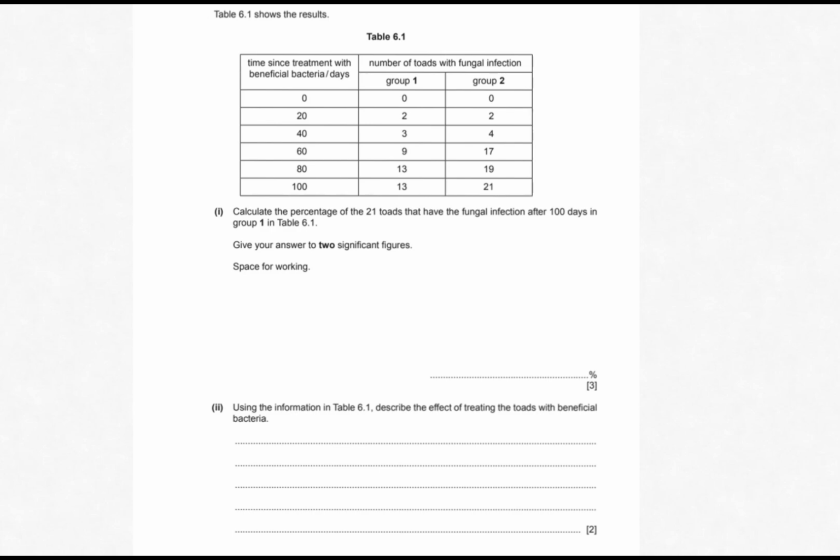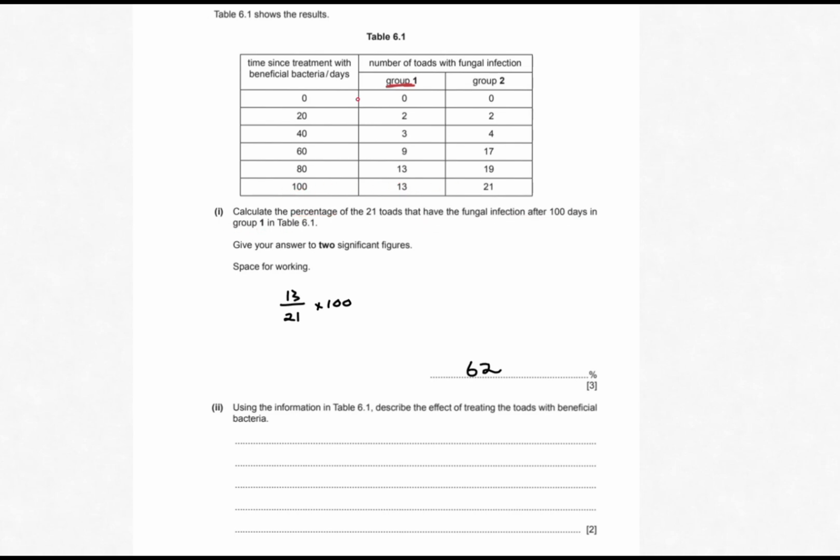They then ask us to calculate the percentage of the 21 toads that have the fungal infection after 100 days in group 1 in table 6.1. We need to give our answer to two significant figures, and they give us some space for working. Okay, so we know that we need to work out the percentage, and this is of the 21 toads that have a fungal infection after 100 days. So 100 days, group 1, that would be 13 out of 21. We'll multiply it by 100 to get a percentage, and our answer would be 62%.